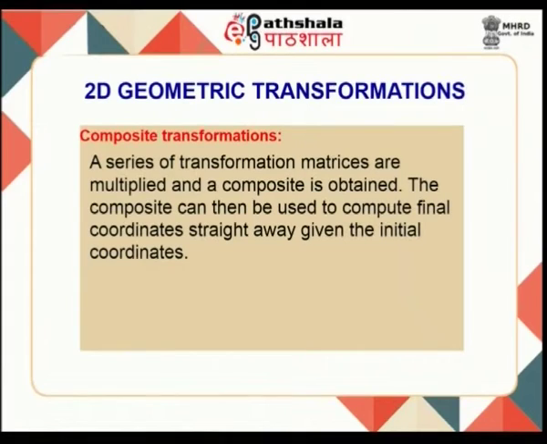To start with, composition is something like merging a series of transformations. Composition is an important aspect of computer graphics. In composition, we take a series of transformations and combine them into what is called a composite. The advantage of having a composite is that we multiply the initial coordinates and get the final coordinates straight away in one stroke. A composite matrix is so advantageous because it reduces the number of matrix operations.